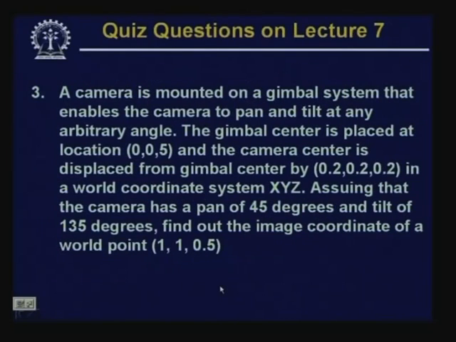Then the third question: a camera is mounted on a gimbal system that enables the camera to pan and tilt at any arbitrary angle. The gimbal center is placed at location 0 0 5 and the camera center is displaced from the gimbal center by 0.2, 0.2, 0.2 in the world coordinate system XYZ. Assuming that the camera has a pan of 45 degrees and tilt of 135 degrees, find out the image coordinate of a world point 1, 1, 0.5.